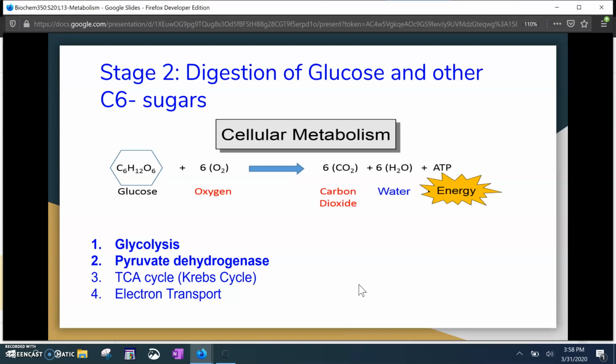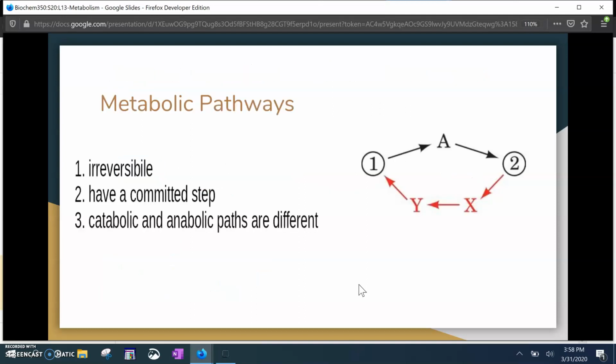So stage 2 of digestion is actually cellular metabolism. It is the breaking down of glucose in the presence of oxygen to give carbon dioxide, water, and energy. So the first step is glycolysis. We'll go through that. And then there's pyruvate dehydrogenase, which then takes it into the Krebs cycle or the TCA cycle, and finally electron transport.